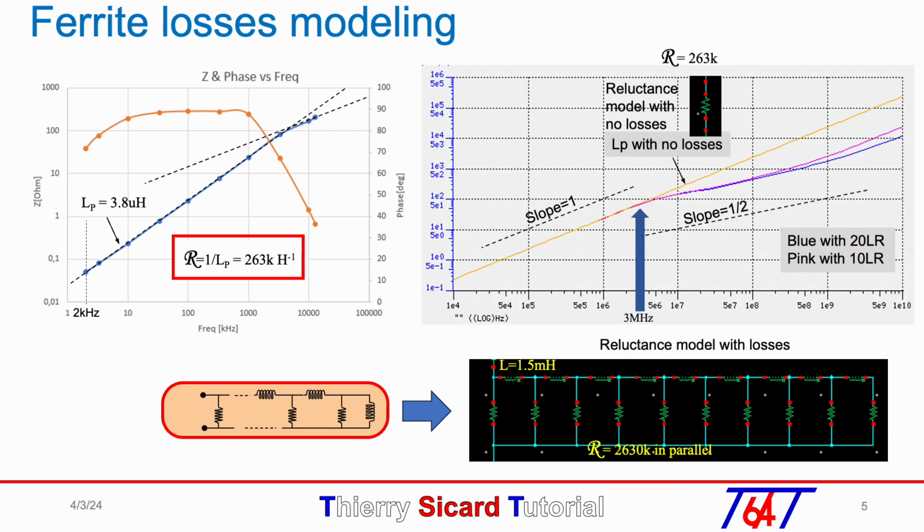Now, if we put between reluctances an inductance of 1.5 millihenry, we will get the impedance curve in pink and blue. Pink is with 10 L-R cells and the blue is made with 20 cells. The 1.5 millihenry has been adjusted to get the slope change close to 3 MHz.